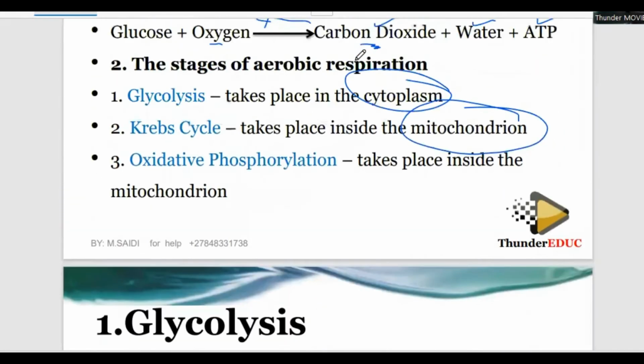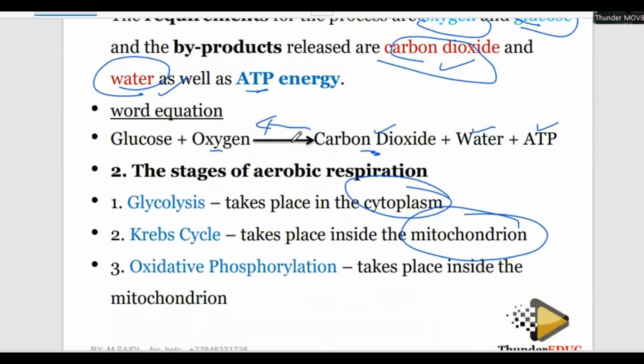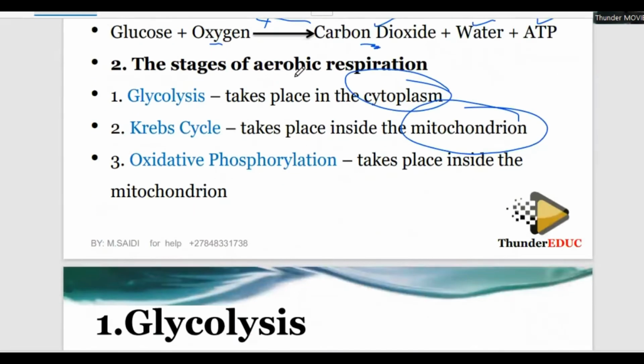Don't forget that last time we talked about the 3 stages which are involved in respiration, and basically here we are talking about aerobic respiration. Remember that respiration is divided into 2, aerobic respiration and anaerobic respiration. Aerobic respiration is whereby oxygen is being used during the process of this respiration, while in anaerobic respiration, oxygen must be absent.